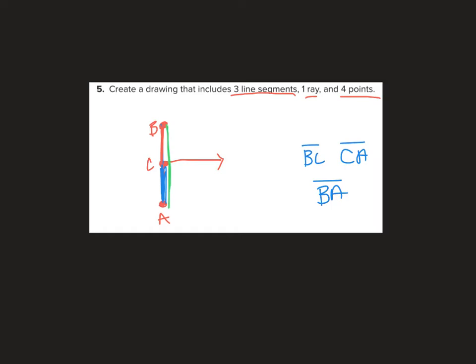And then our ray, I need another point, would be CD. Our ray would be CD. So 3 line segments, check. Here they are. 1 ray, check. 4 points, A, B, C, D. All right, there we go.